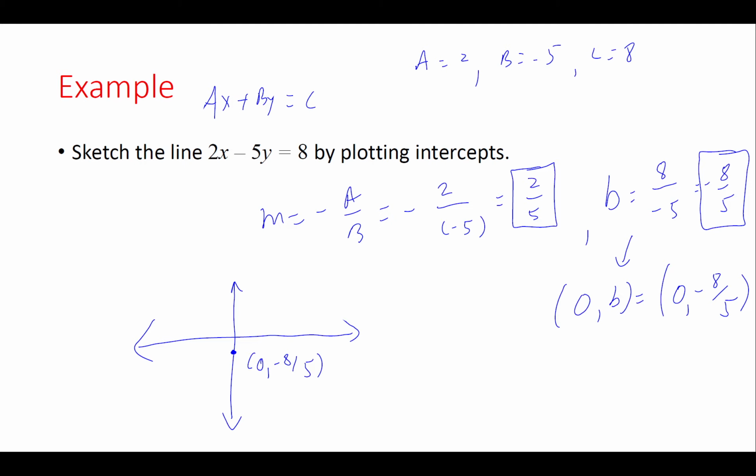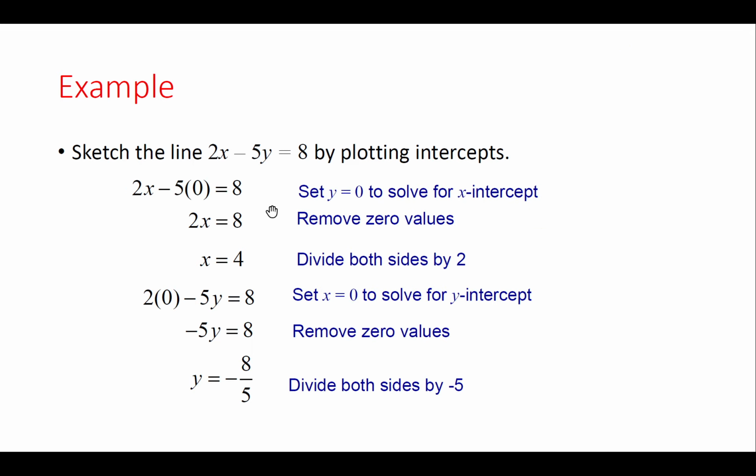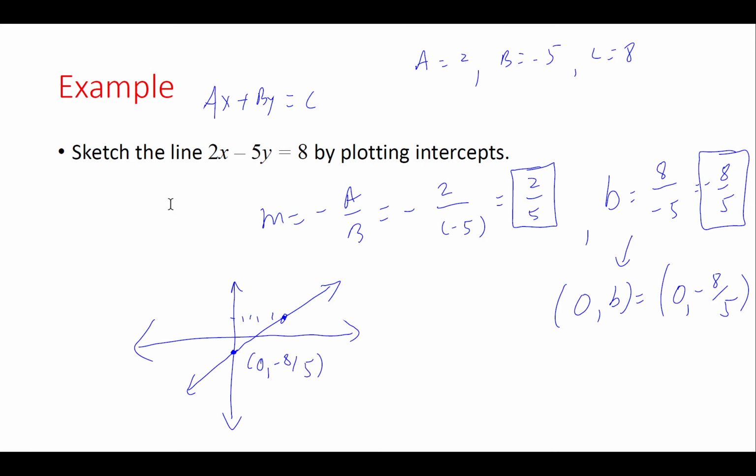Now you need another point to plot the graph, and for finding the other point, we can use the slope. The slope is 2 over 5, so you rise 2 units up and go 5 units to the right. 2 units up, 1, 2; 5 units to the right, 1, 2, 3, 4, 5. That's how you plot the line, by joining these 2 points. The detailed work is here, where I sketched the graph.